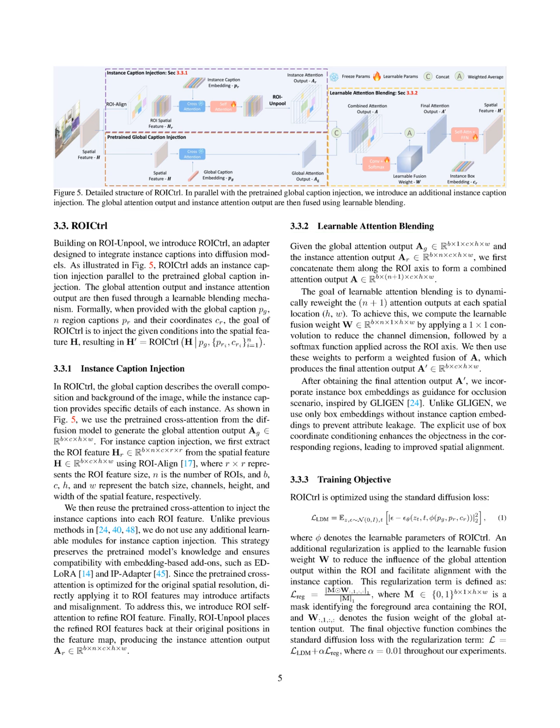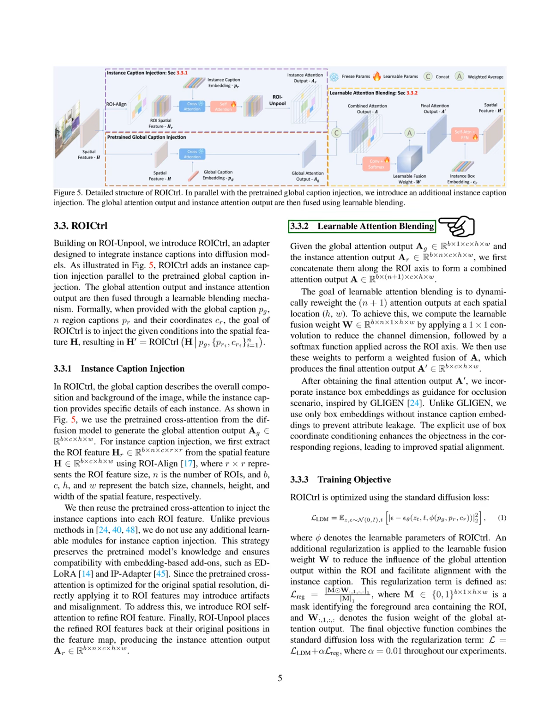Section Summary. In this section, we introduce ROICtrl, an adapter that integrates instance captions into diffusion models by fusing global and instance attention outputs through a learnable blending mechanism. We also describe our training objective, which combines standard diffusion loss with a regularization term to enhance spatial alignment and reduce the influence of global attention within regions of interest.